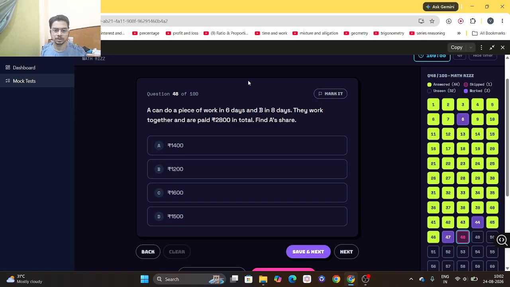They can do a piece of work in 6 days, we can do it in 8 days. They work together and update. 3 is to 4. 7x is equal to 2800. X is equal to 400. 400 into 3 is 1200.